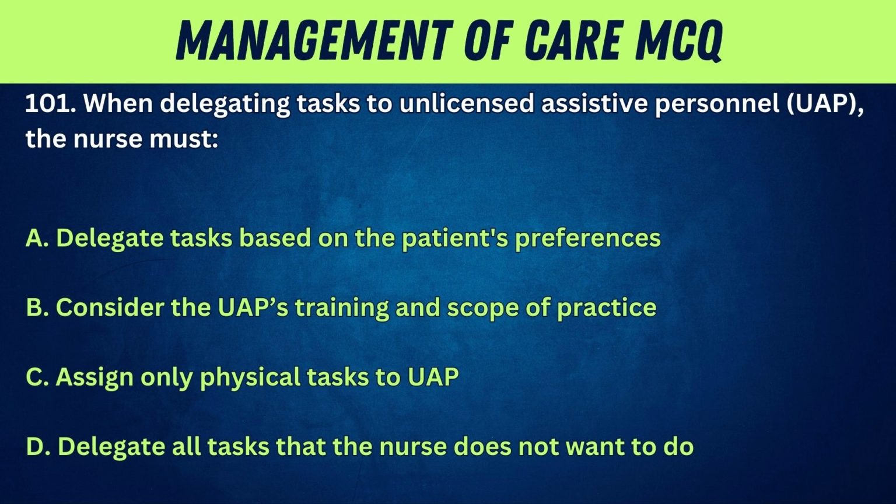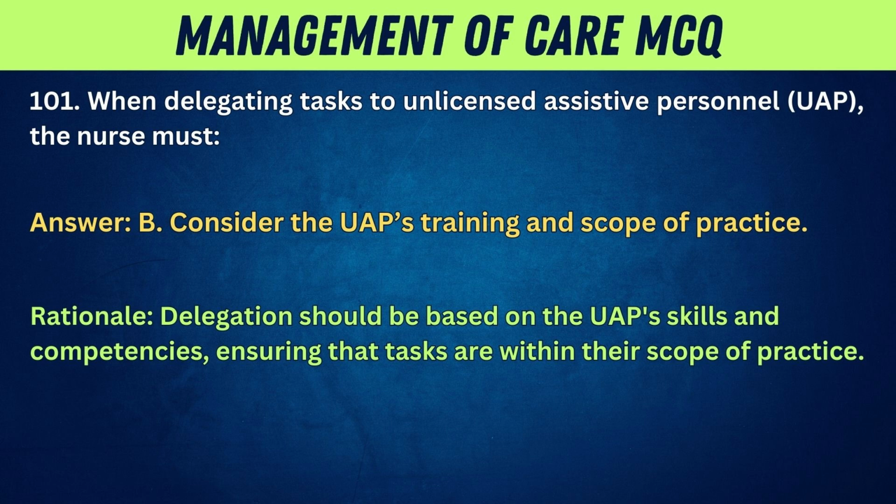101. When delegating tasks to unlicensed assistive personnel, UAP, the nurse must A. Delegate tasks based on the patient's preferences. B. Consider the UAP's training and scope of practice. C. Assign only physical tasks to UAP. D. Delegate all tasks that the nurse does not want to do. Answer. B. Consider the UAP's training and scope of practice. Rationale. Delegation should be based on the UAP's skills and competencies, ensuring that tasks are within their scope of practice.